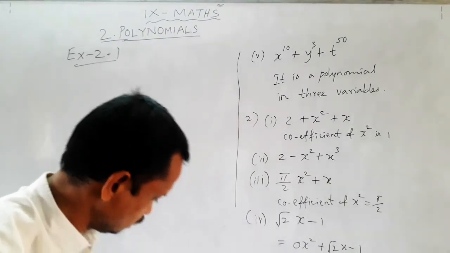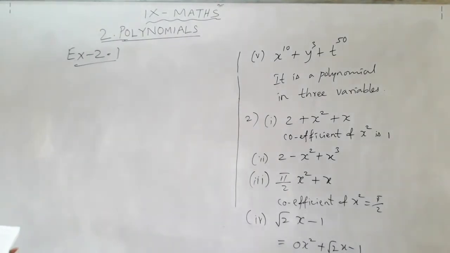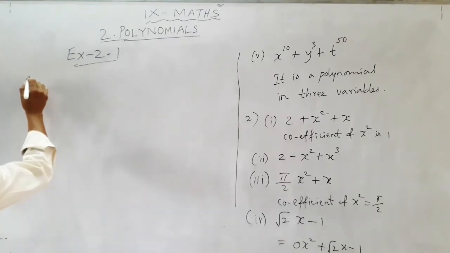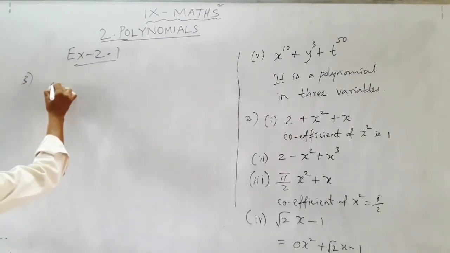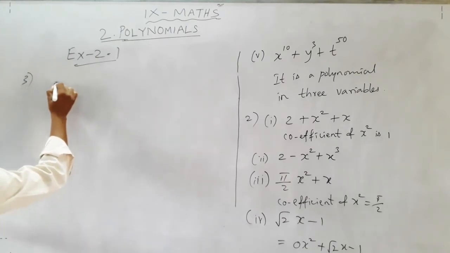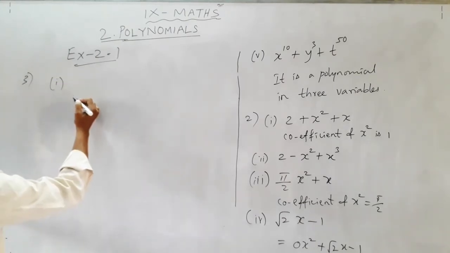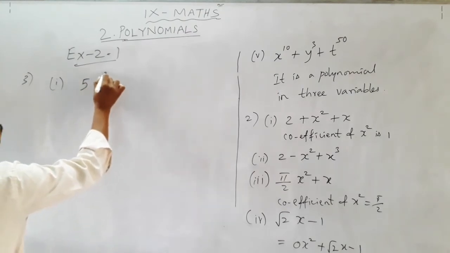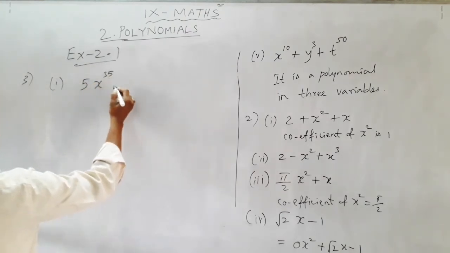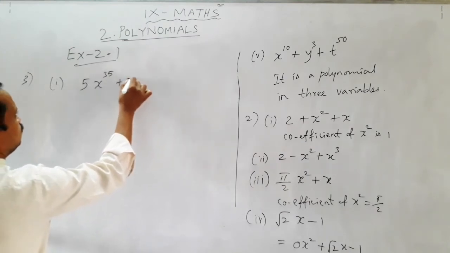Third one, give one example each of a binomial of degree 35. So this is not very easy. So degree 35. The first answer you can give as option 1. Degree 35 example means 5x power 35, any example you can give, plus 7.